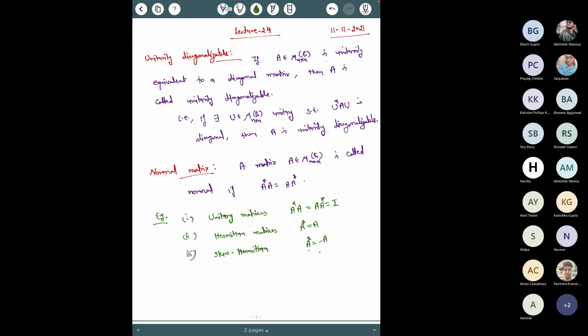But there are also matrices which are normal but do not fall in any of these categories. For example, take this very easy example: A equal to the matrix with rows 1, minus 1 and 1, 1. This matrix is normal, but it is not unitary, Hermitian or skew Hermitian.